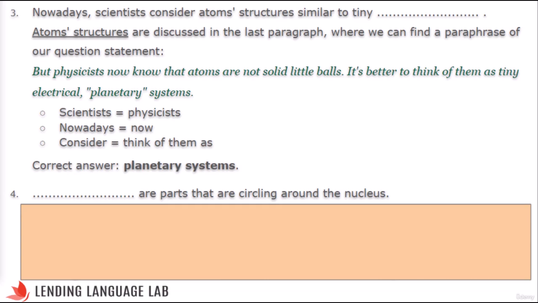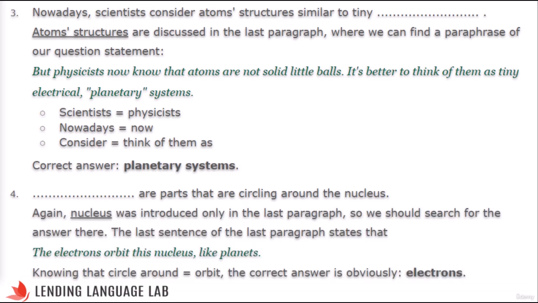With question number 4, again, nucleus was introduced only in the last paragraph, so we should search for the answer there. The last sentence of the last paragraph states that the electrons orbit this nucleus like planets. Knowing that circle around equals orbit, the correct answer is obviously electrons.